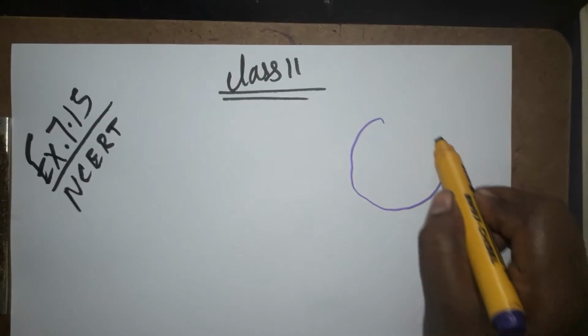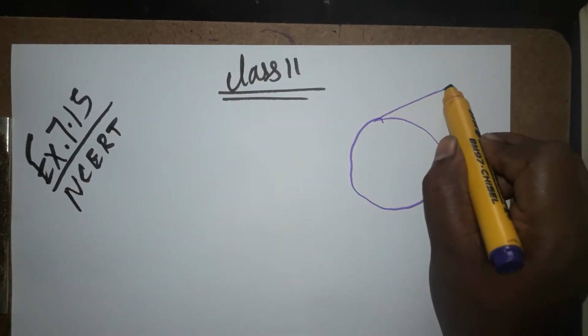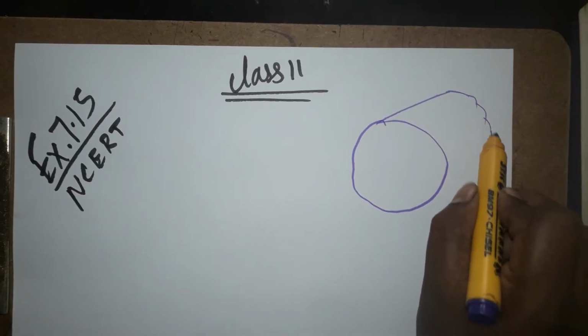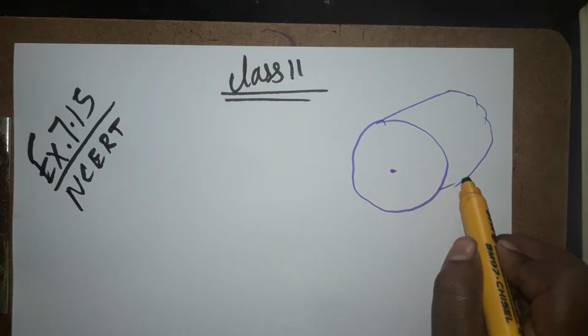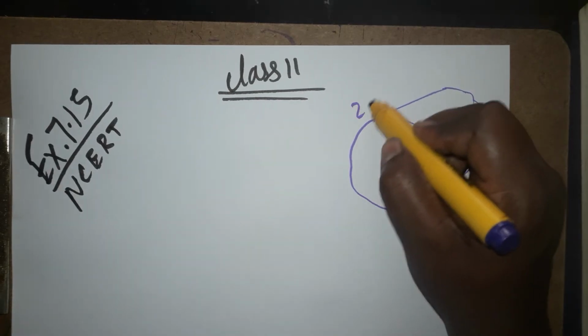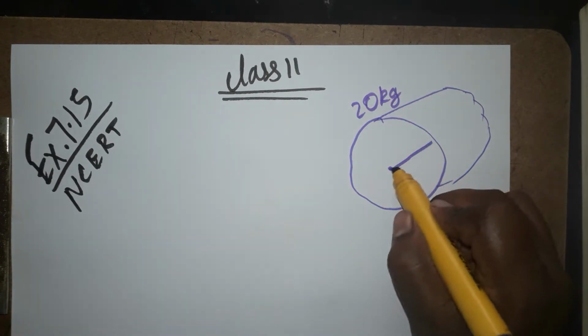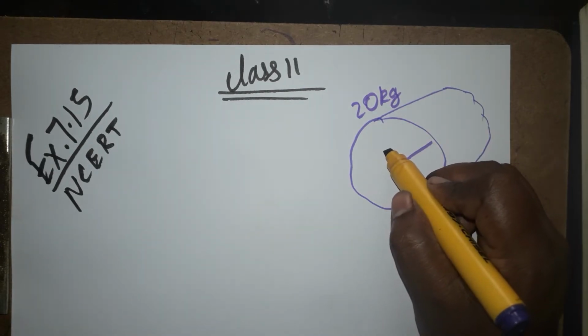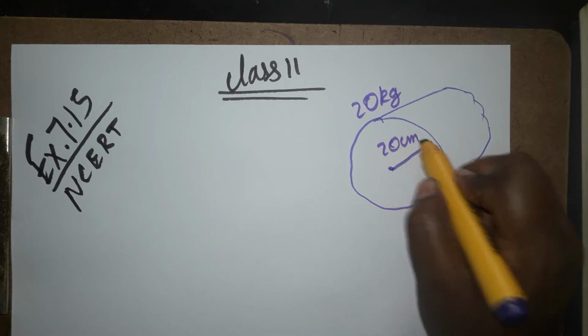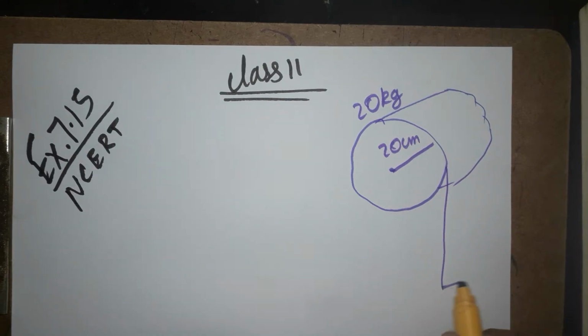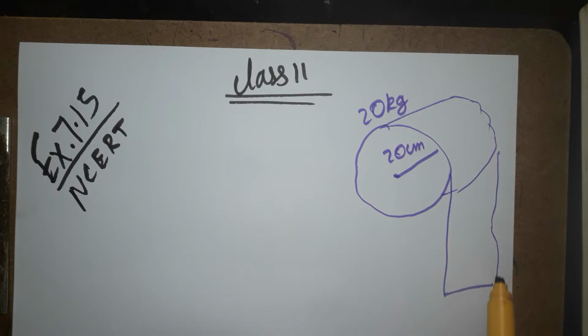First we will see what problem is given. We have a cylindrical paper roll. Imagine how a paper roll looks. The mass is taken as 20 kg, which is given in the question. The radius of this cylinder is 20 centimeter. On this side we are taking the paper.